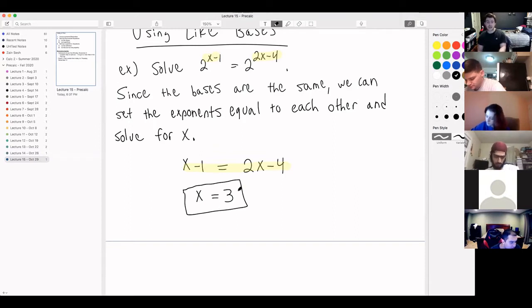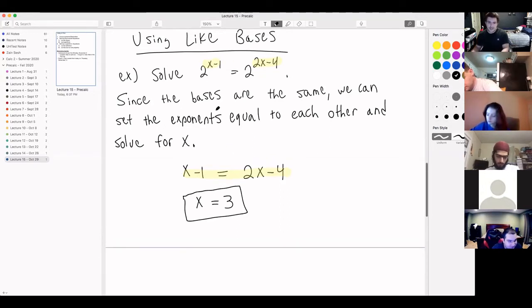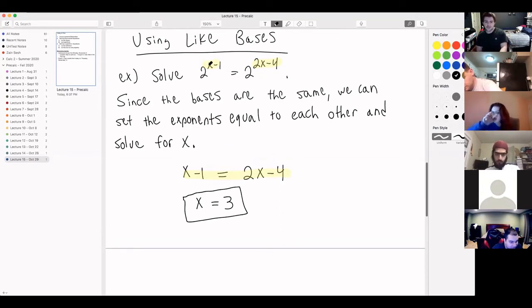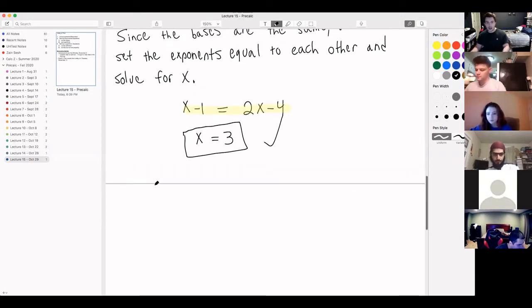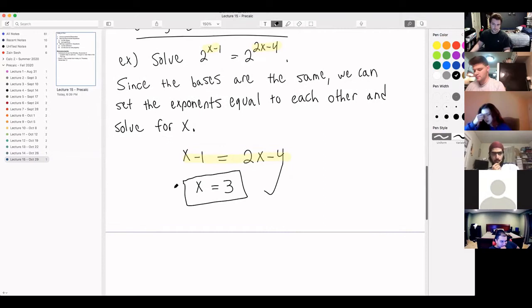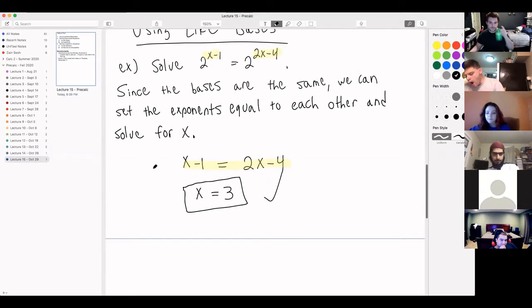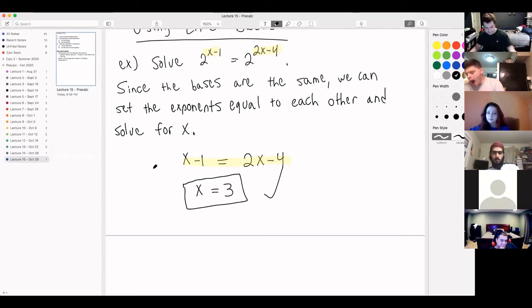And you can check, you can actually substitute x equals 3 into this. So let me do that mentally. If I put 3 on the left side, I'll get 2 to the 3 minus 1, which is 2 squared, which is 4. Left side is 4. What about the right side? I'll have 2 raised to the 6 minus 4, which is 2 to the second, which is 4. So you get 4 on both sides. It works. All right. So is everyone okay? Any questions on the technique? All right. Let's do one more quick one.